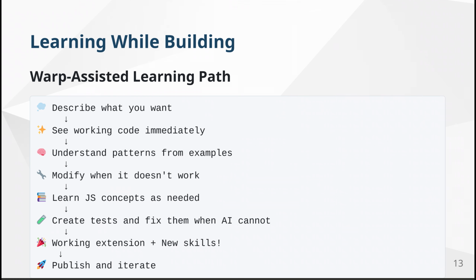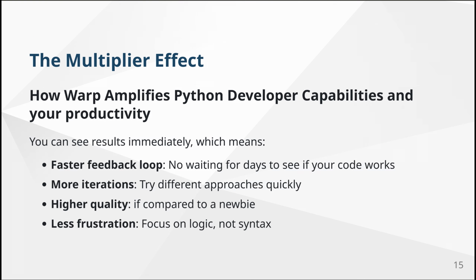Now let's recap the learning path with Warp assisted coding. So I describe what I want, I see the code working almost immediately, I can see the example to understand how it was done, I can modify if it doesn't work, this happens, I can see and learn JavaScript concepts if I want, I create a test and fix them when I cannot, and then I have a working extension. And new skills, yeah, maybe not so many, but I can do what I wanted. I have a Trello extension working in Thunderbird.